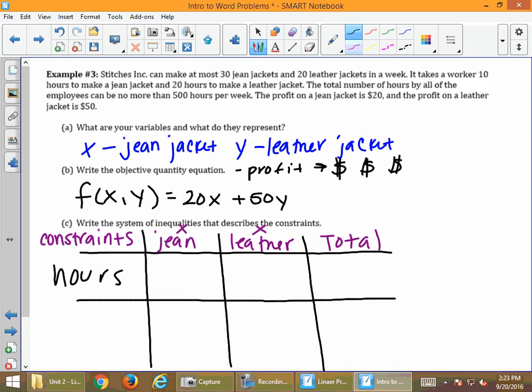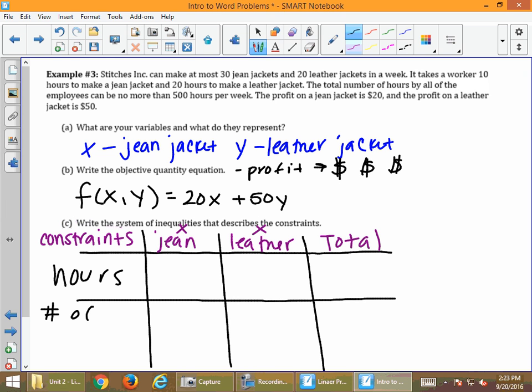How many jean jackets are you allowed to make? Oh, you can only make 30 jean jackets in a week. You can only make 20 leather jackets in a week. That's limiting you, because what if I want to make 500 jean jackets in a week? I can't. It's constraining you. It's keeping you from making a certain amount. So that's going to be one of them.